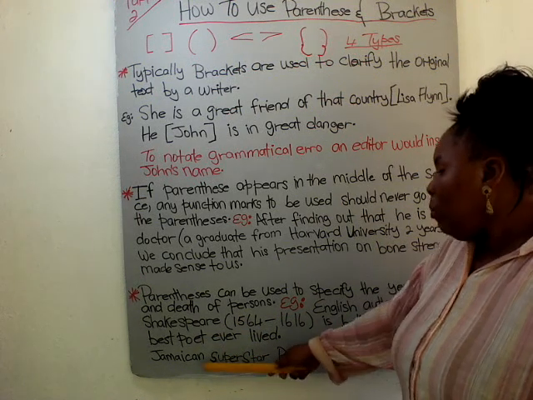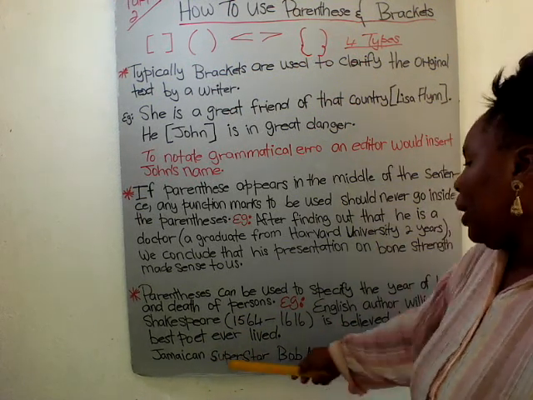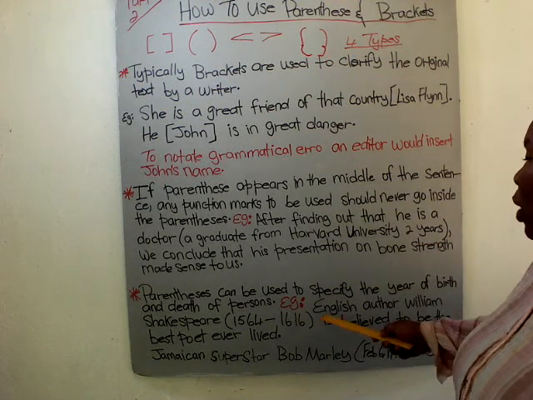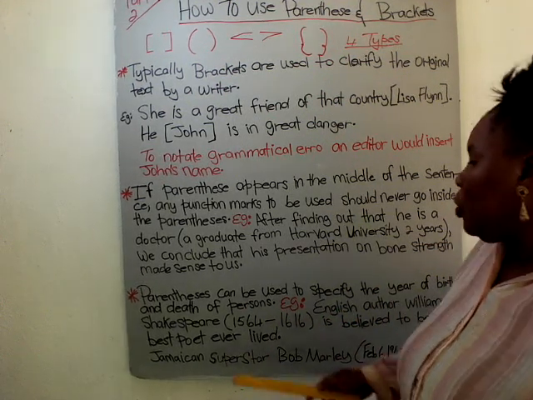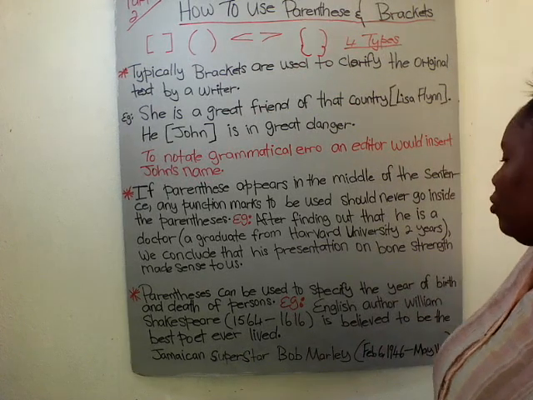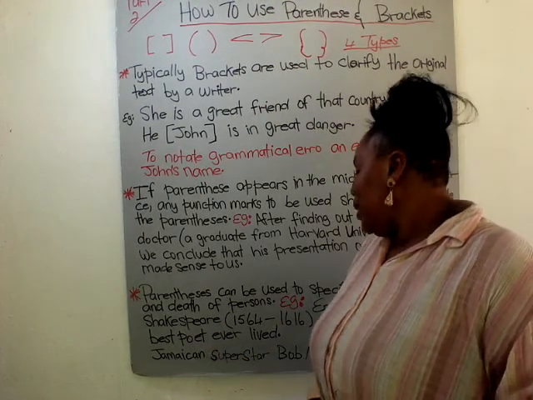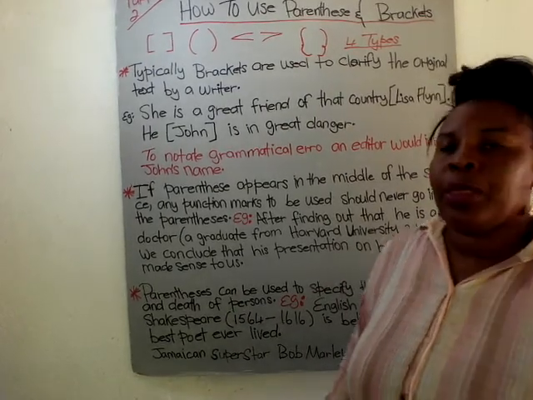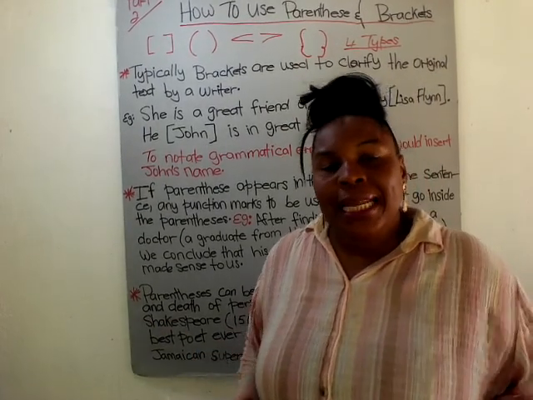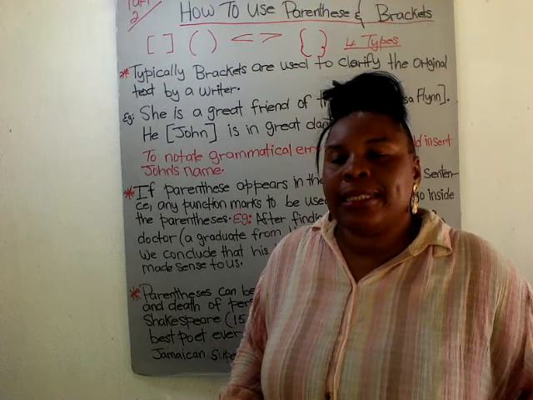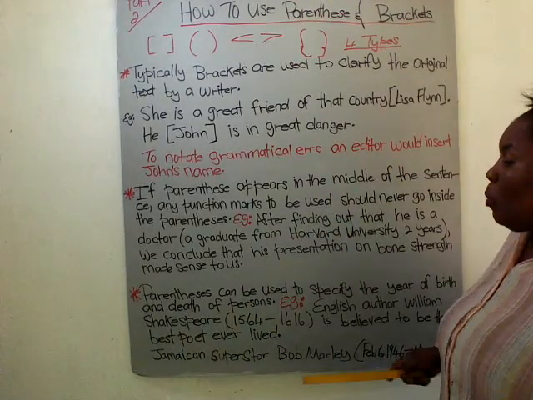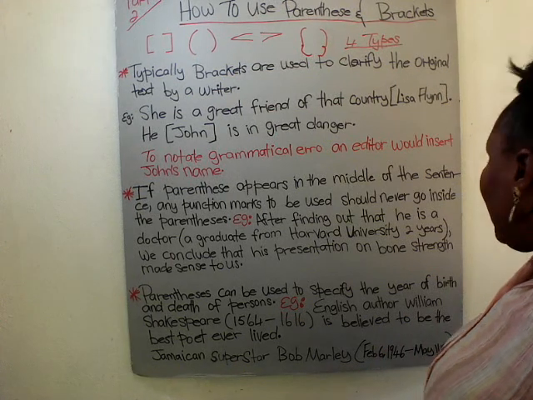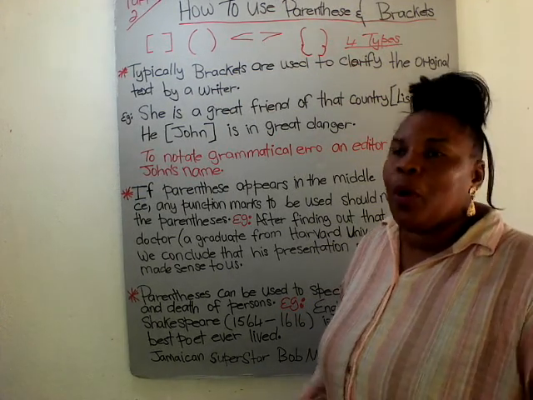But Bob Marley, Jamaican superstar Bob Marley, would just be a statement. And as I said, English author William Shakespeare is believed to be the best poet ever lived. So if I should omit the date of his birth or their birth, the sentence still makes sense. Alright? So if someone is a Jamaican superstar Bob Marley, so you could put an exclamation point there.